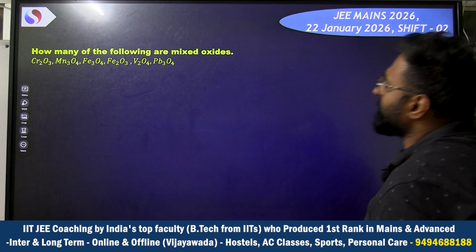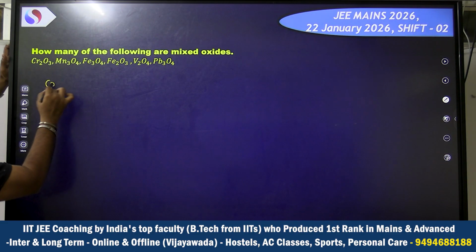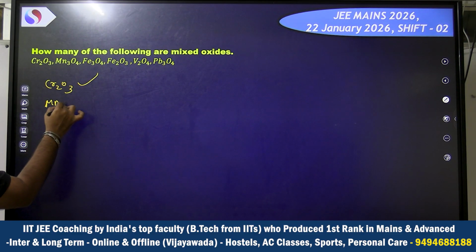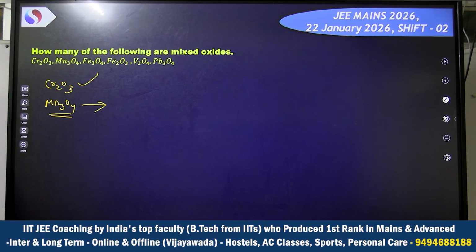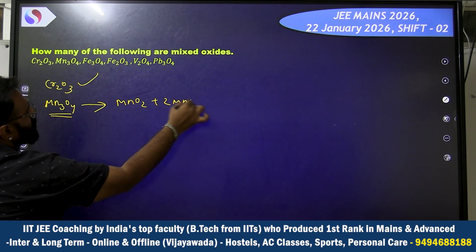Which of the following are mixed oxide? So see, if we talk about Cr2O3, it is our regular oxide. But if we talk about Mn3O4, it is not a regular oxide. Why is it not a regular oxide? Because when we break Mn3O4, we have MnO2 plus 2 MnO. So it is a mixed oxide.